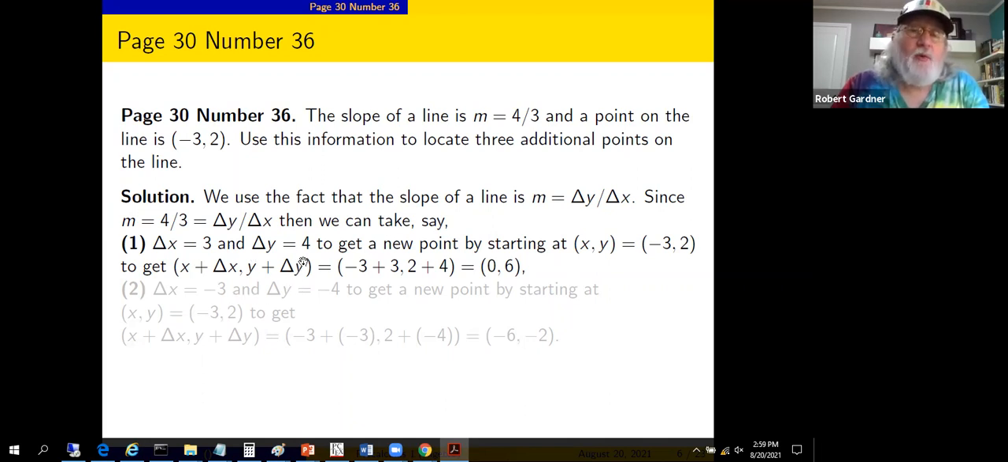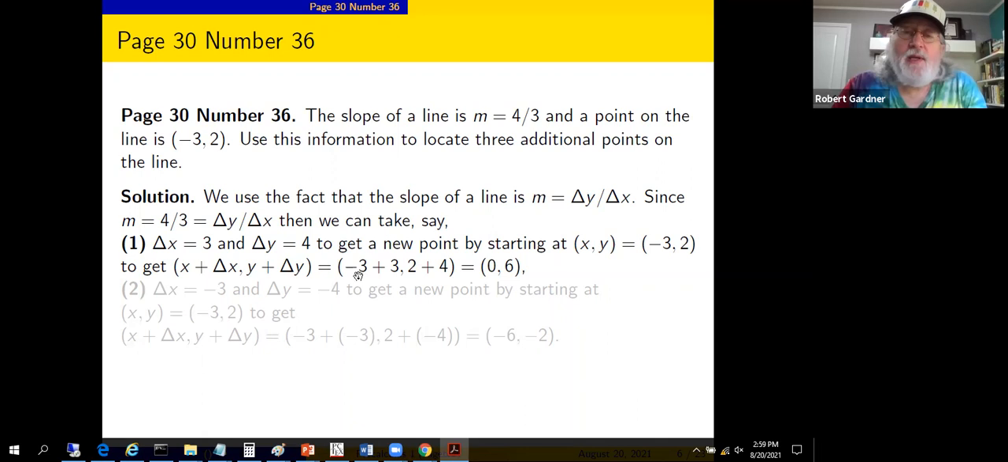The up part, the rise, is 4. The over part, the run, is 3. Substituting in, we have x, y is -3, 2. There's the -3, there's the 2. To this, we're adding, respectively, delta x and delta y. Delta x is 3, there's that 3. Delta y is 4, there's that 4.